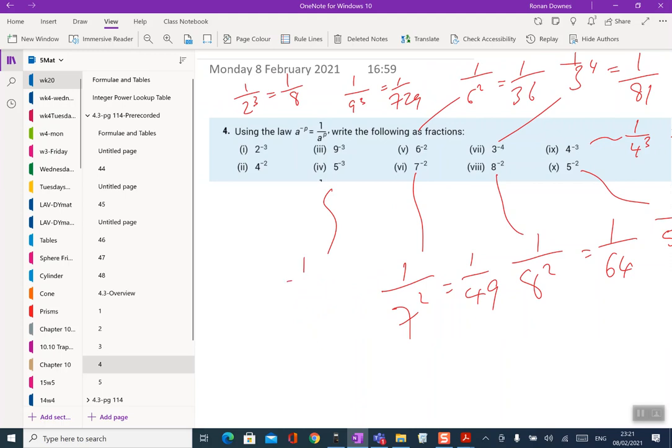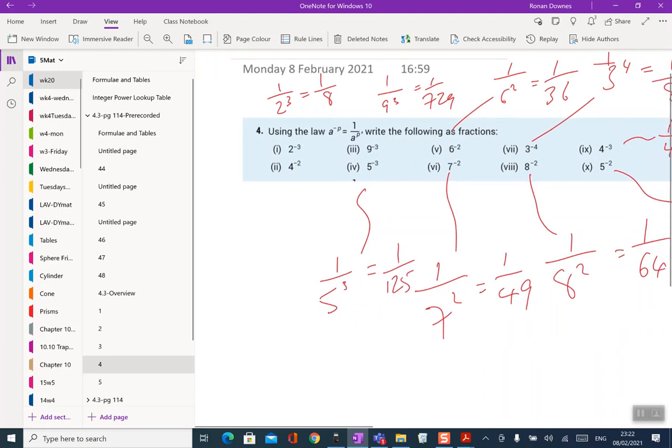You want practice with them to be able to work procedurally. See, for me, it's not a procedure. It's become muscle memory. For you, it's a procedure. You have to go to step one, write it upside down, step two, and simplify. If it is simplifying, this is nicer for me, but they've asked us to write it as a fraction, so they mean like this.